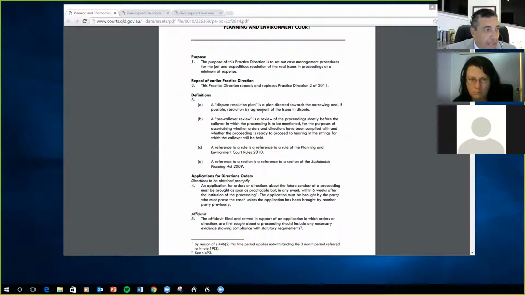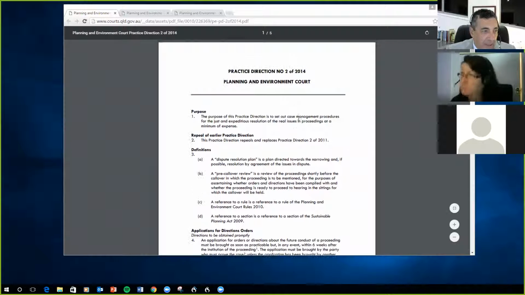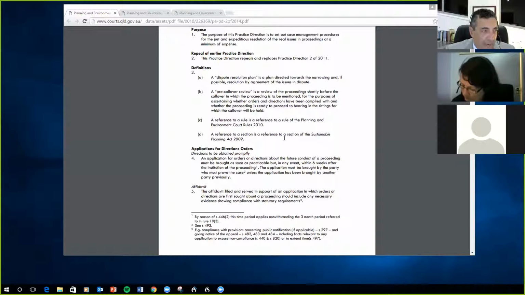Okay, there are some definitions that you need to be aware of. A dispute resolution plan is a plan directed towards narrowing and, if possible, resolving by agreement any of the issues in dispute. So you'll go back to purpose number one, and you'll see there it says that the court is there to determine the real issues in a proceeding, the things that really matter. And the dispute resolution plan is a requirement to the parties to consider identifying those real issues in dispute.